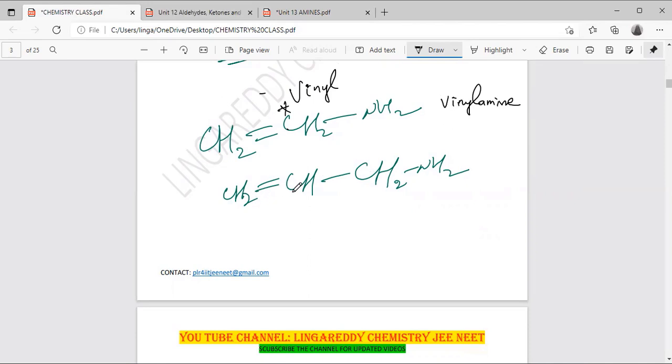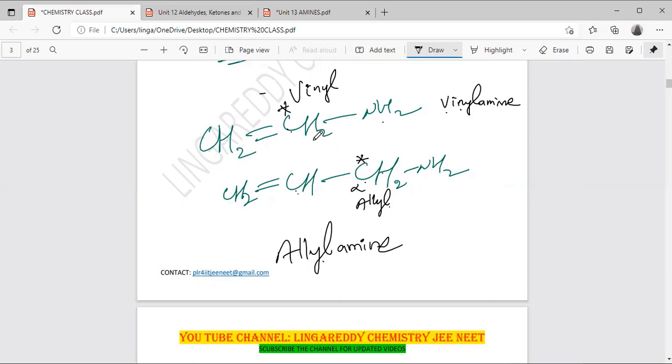Here, the carbon next to the unsaturation is called allyl carbon. Therefore, this name is allyl amine. Unsaturated carbon directly attached to NH2, that is vinyl. The carbon next to the unsaturation, the alpha carbon, that is allyl. Allyl amine, vinyl amine. Got it?